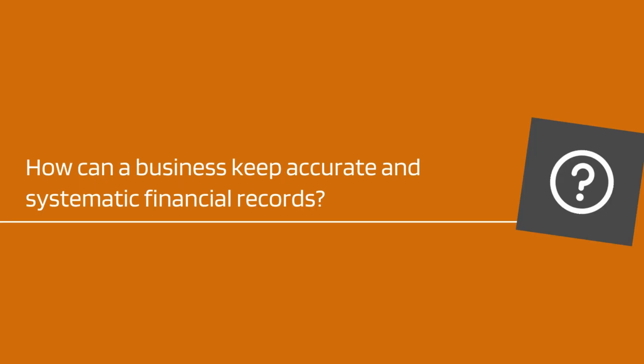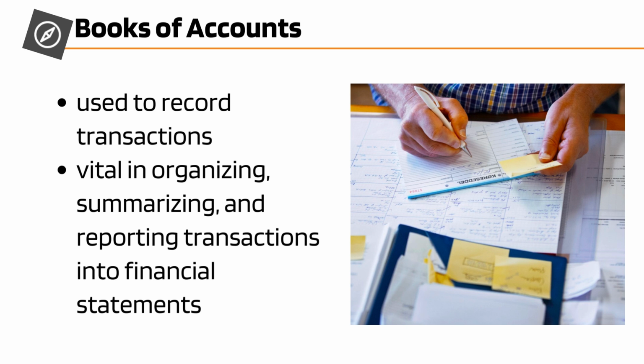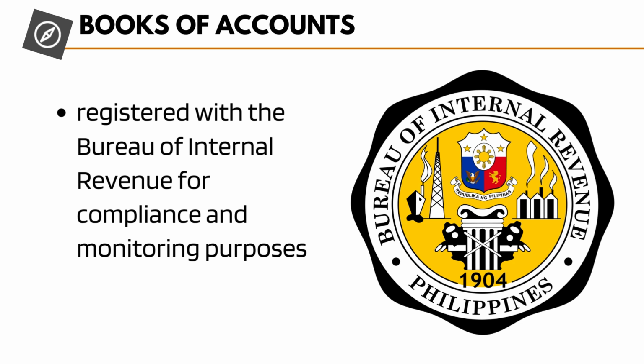At the end of our discussion, you will be able to answer this essential question: how can a business keep accurate and systematic financial records? Now let's start our discussion by defining books of accounts. Books of accounts are used to record transactions and are vital for organizing, summarizing, and reporting these transactions in financial statements. The books of accounts are registered with the Bureau of Internal Revenue for compliance and monitoring purposes.